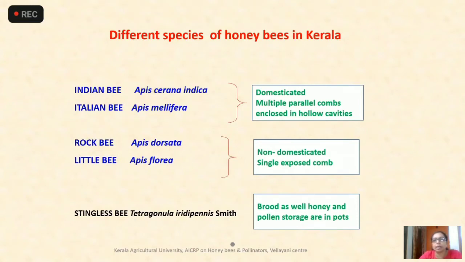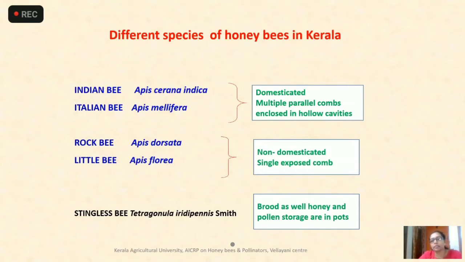So what is a domesticated bee? Suppose you are visiting a field where there are natural or feral colonies of bees. How can you identify their hives? Here you can see the domesticated ones, and usually they are seen in multiple parallel combs in an enclosed condition. So if you see natural feral colonies in an enclosed condition or in hollow cavities with multiple parallel combs, then you can definitely understand that it is an Indian bee or the Italian bee.